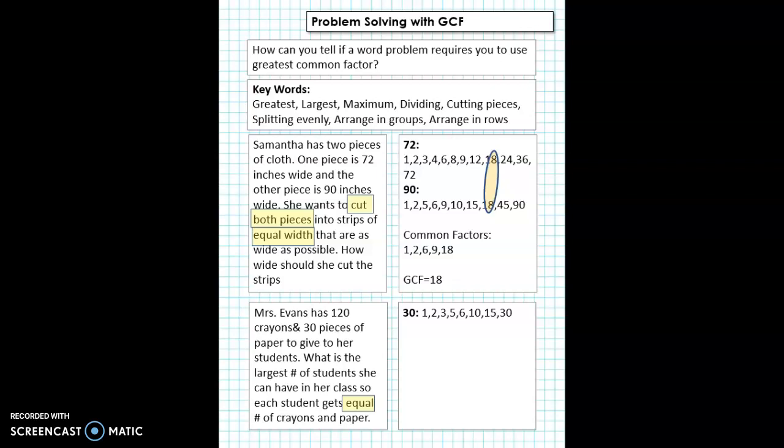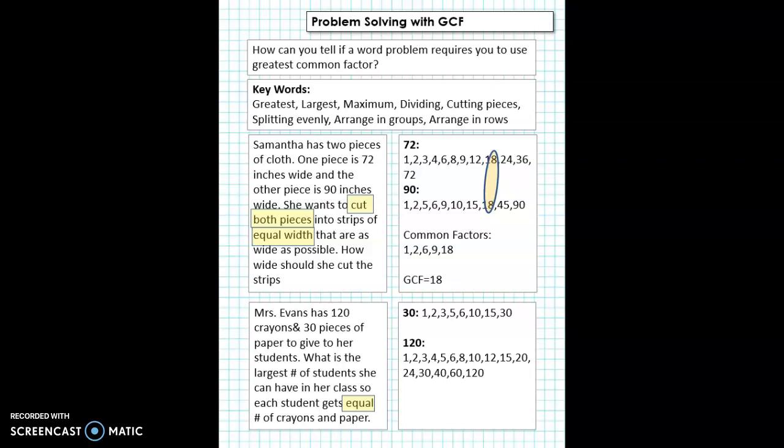So step 1 is to list out your factors for the two numbers. The factors for 30: 1, 2, 3, 5, 6, 10, 15, and 30. Your factors for 120: 1, 2, 3, 4, 5, 6, 8, 10, 12, 15, 20, 24, 30, 40, 60, and 120. This is one of those numbers where it's very important not to miss a number.